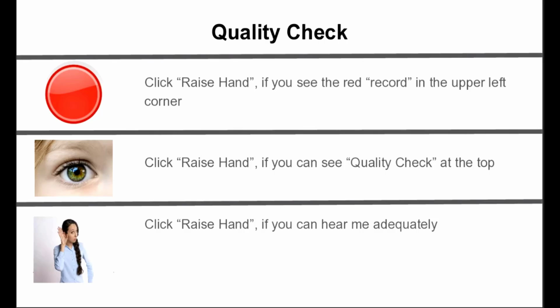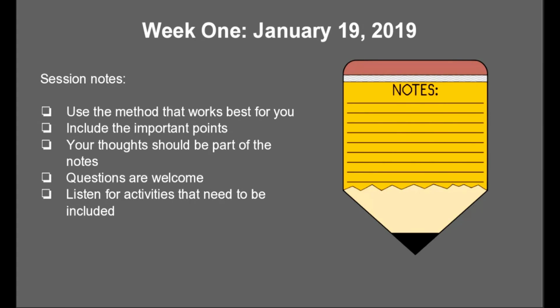All right, and normally we're going to take a little more time to run through the quality check, but since this is an asynchronous session, I'm just going to run through it real quick. Typically, I'm going to ask you to raise your hand if you see the red record button. Then we're going to move on to making sure that you can see the quality check at the top. That's to make sure you can see everything happening on the screen. Then we're going to have you raise your hand if you can hear me. Of course, that's an important part. If you do have any problems with this recording, of course, contact me immediately so I can make any adjustments needed. All right. So week 1 is January 19th.